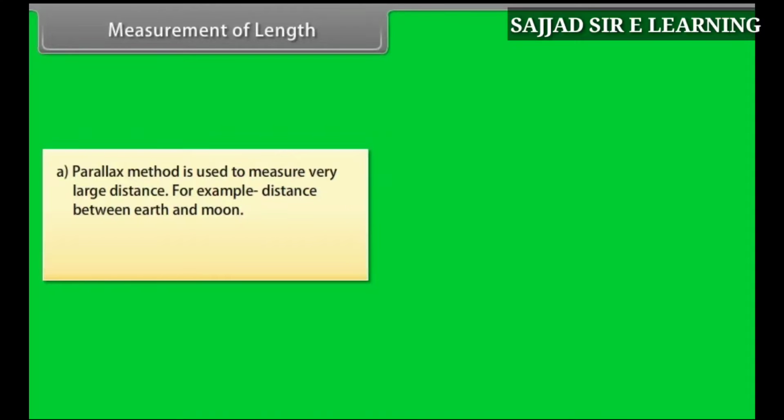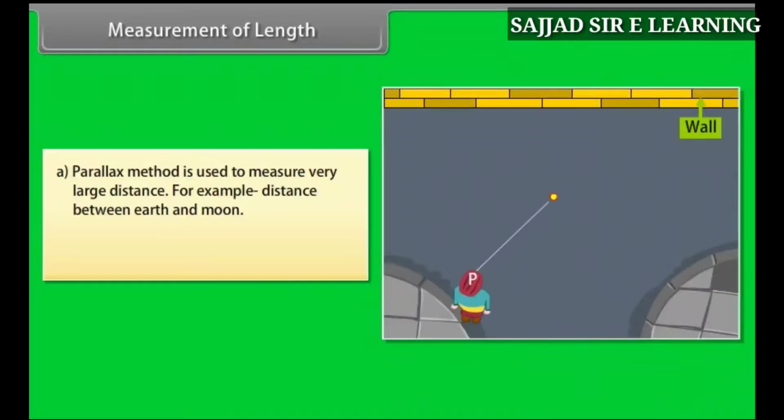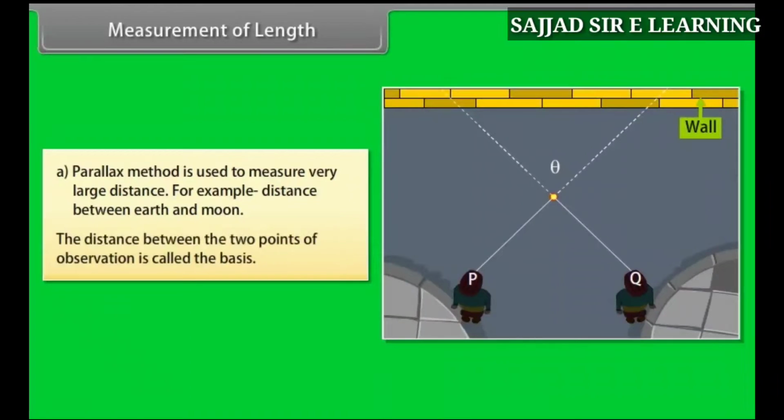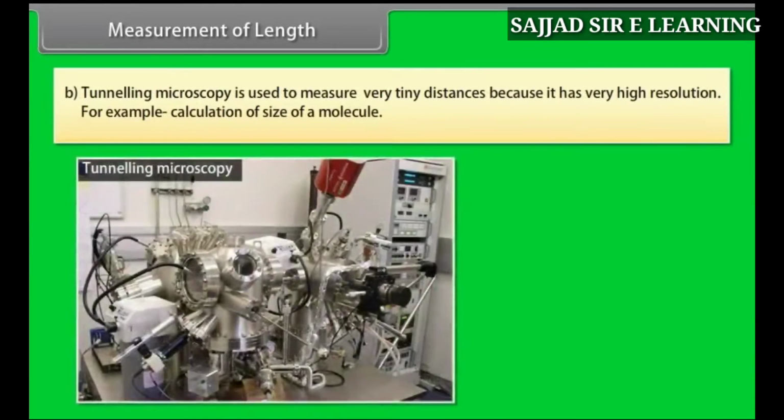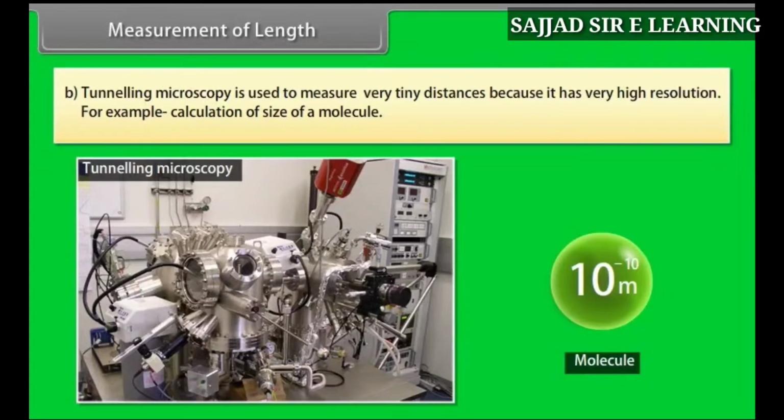Let us understand with an example. A girl is observing a rod against a wall from 2 different points P and Q. She notices that the position of the rod seems to change with respect to the wall. This is known as parallax. The distance between P and Q is called basis. B. Tunneling microscopy is used to measure very tiny distances because it has very high resolution. For example, calculation of the size of a molecule.